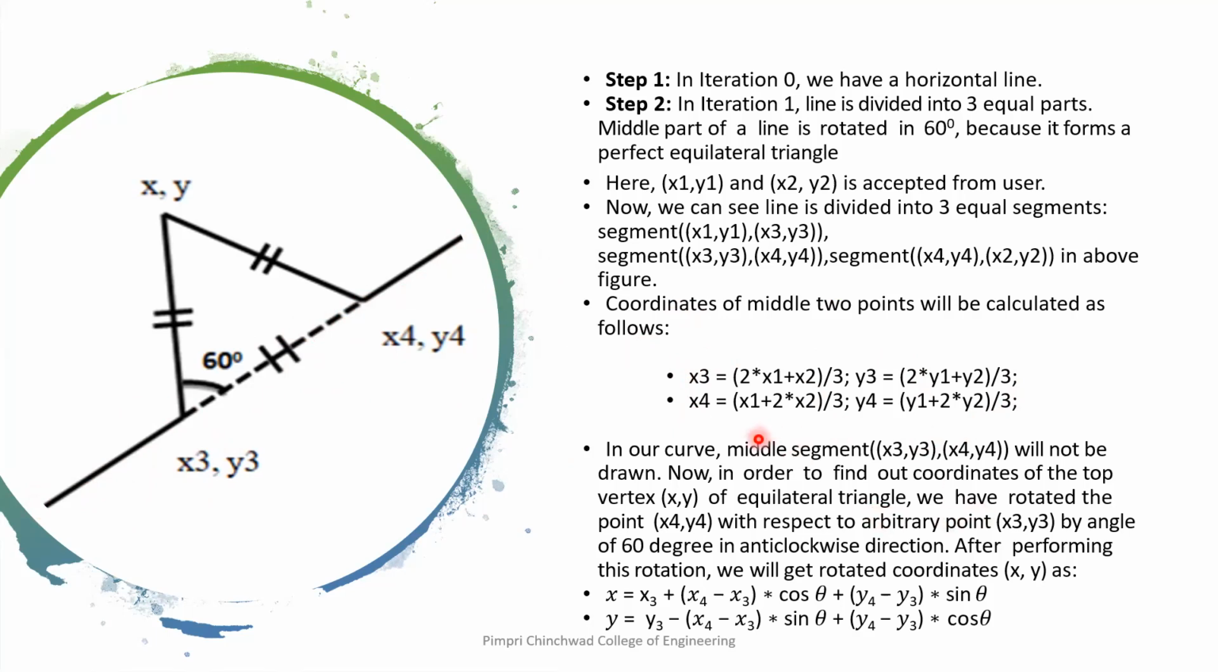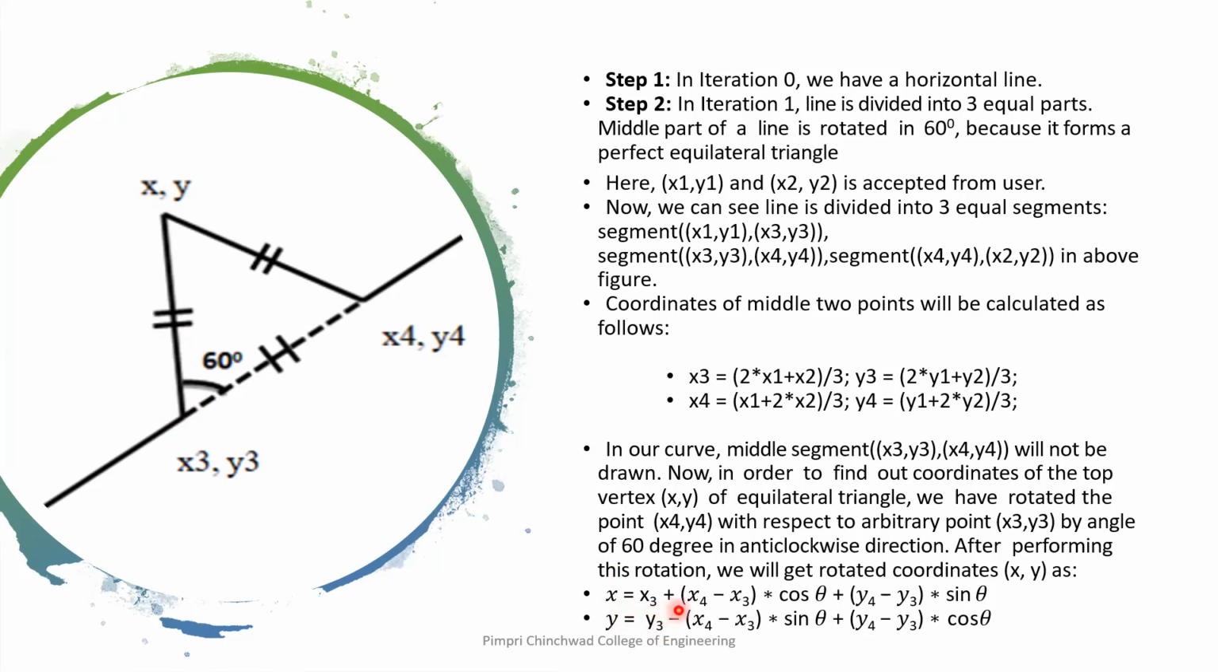Okay. So in our curve, the middle segment x3, y3, x4, y4 will not be drawn. This part we will not draw. Instead, what we will do? We will find the coordinate for x, y. How will I get that? We know we will be forming one equilateral triangle over here, right? So I can determine the x and y by this formula.